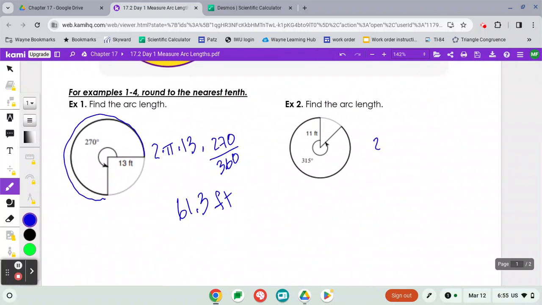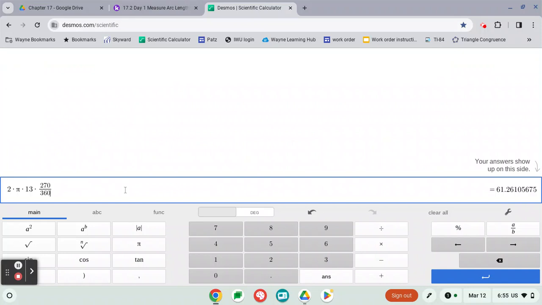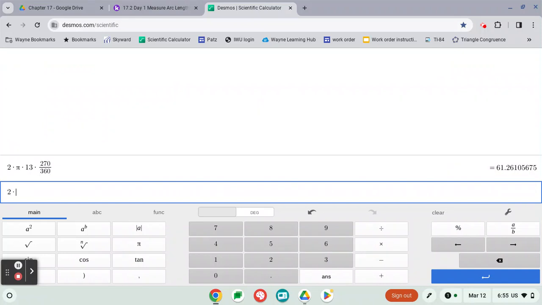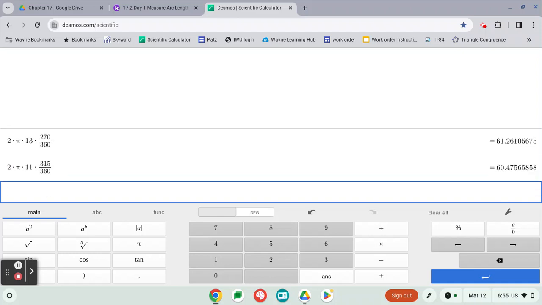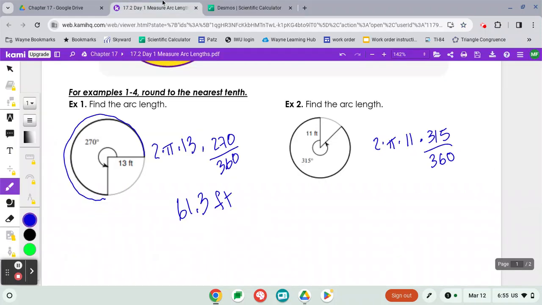So there's number 2 times pi times 11, okay? Then times 315 all over 360. So to do this one, once again, we'll do 2 times, I can type pi and it pops up for me, okay? Times 11 times, we said 315 divided by 360, okay? And you'll see we get 60.5 when we round. 60.47, that 7's above 5, so we round up to 60.5.